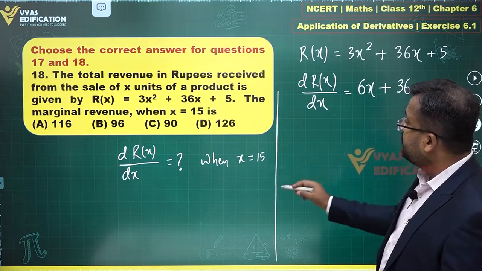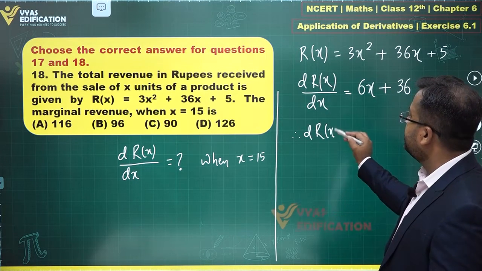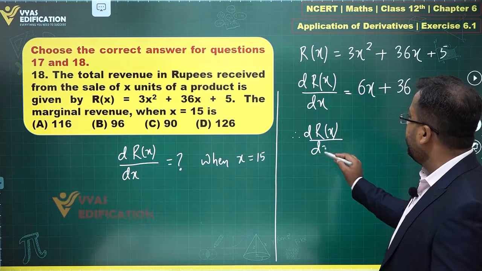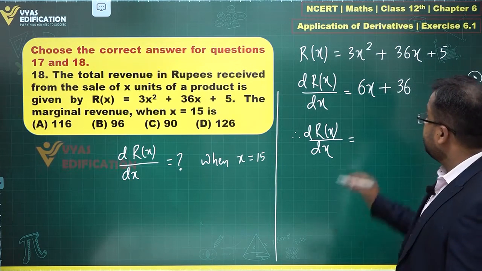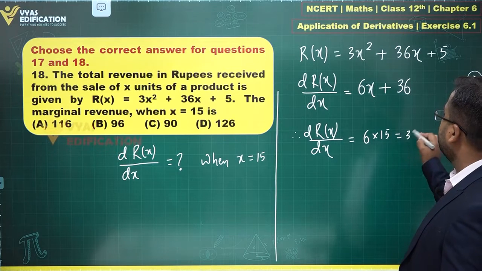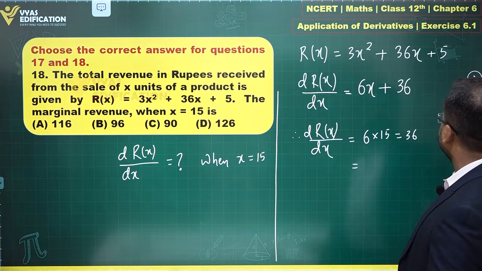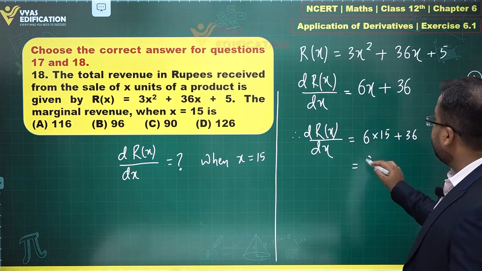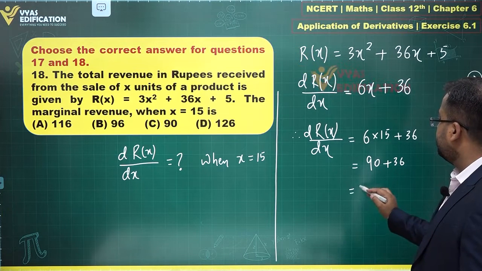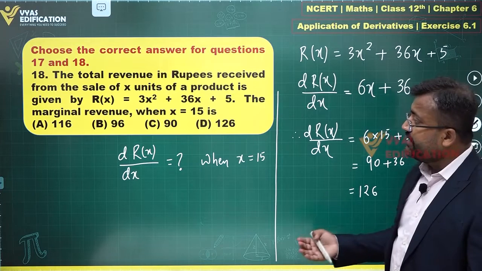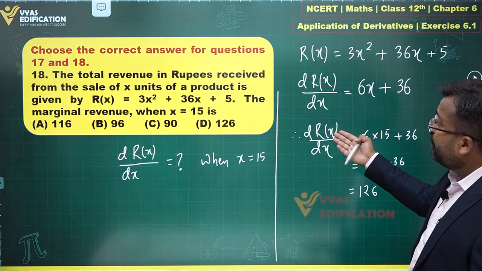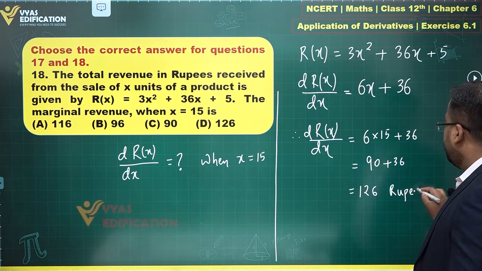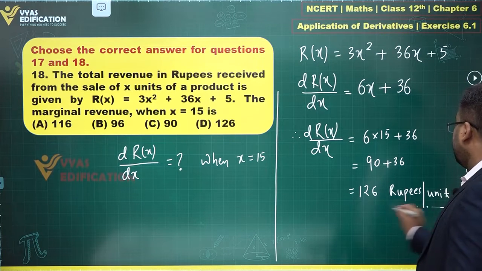And when x equals 15, therefore dR(x) over dx is equal to 6 times 15 plus 36. Now this is 90 plus 36, which is 126. And you can also mention the unit. Revenue is in rupees and x is in units. So this is rupees per unit.